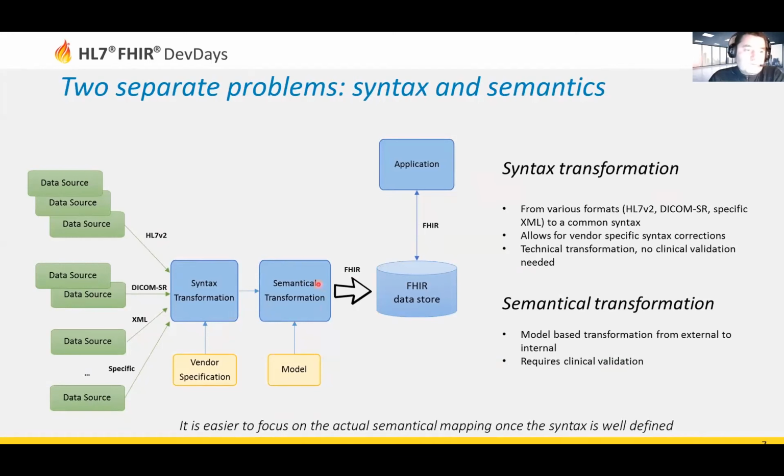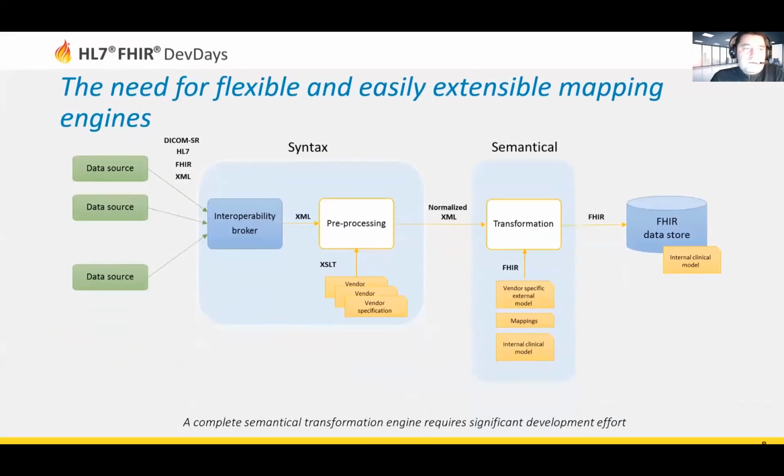The second transformation is a semantical one, and this is where clinical knowledge comes into play. Is the heart rate measured by your device the same as the heart rate we expect in our clinical model? Or more technically said, is a code in LOINC equivalent to that code in our internal clinical model. And this is driven by the model and the mappings between external and internal. And here what we learned was it is easier to focus on the actual semantical mapping when the syntax is well defined. It is easier to focus on one common syntax than to deal with every specific variation that vendors might have. So how did we solve this?